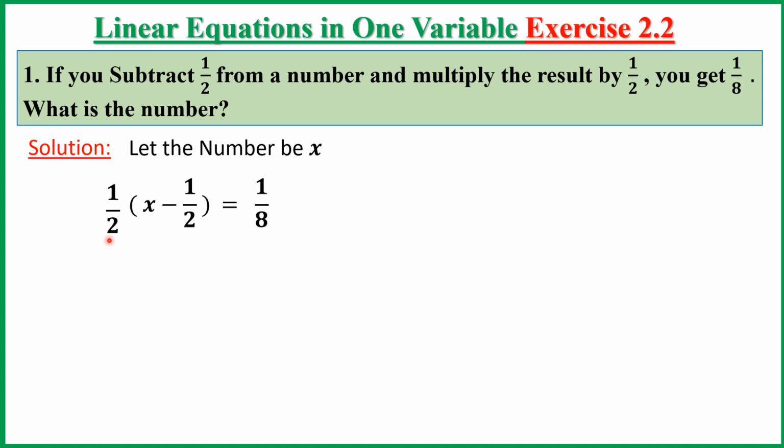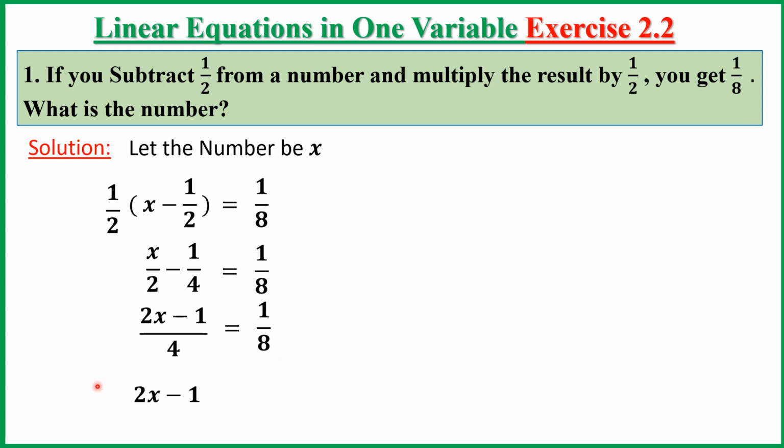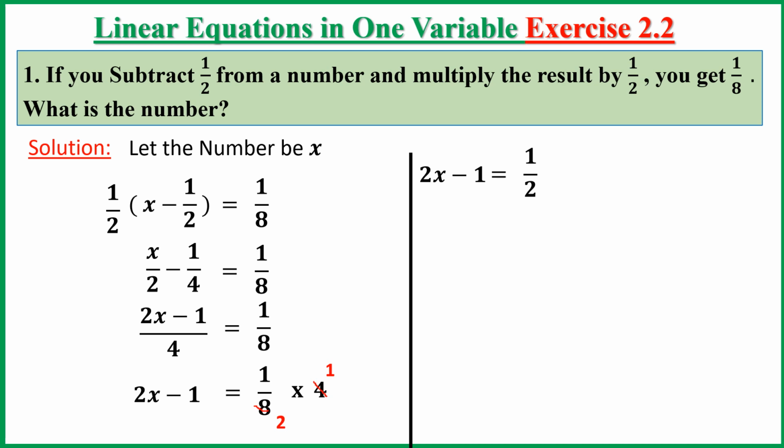We have to multiply 1 by 2 into (x minus 1 by 2). That gives us x by 2 minus 1 by 4 equals 1 by 8. For solving this, we have to know the LCM. For 2 and 4, 4 is the LCM. So (2x minus 1) divided by 4 equals 1 by 8. Now this divided by 4 we transpose to the right hand side, and it becomes multiplication. So 2x minus 1 equals 1 by 8 into 4. Now this can be simplified: this is 2 times and this is 1 time. So 2x minus 1 equals 1 by 2.